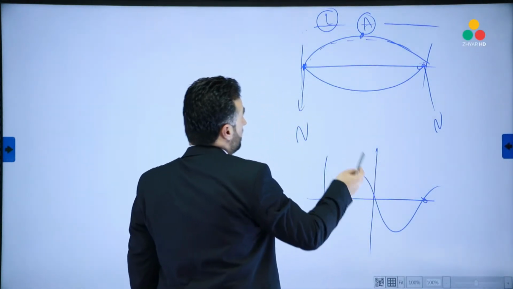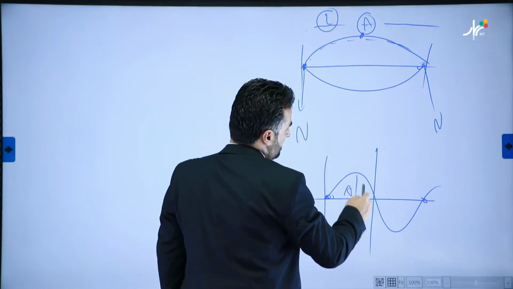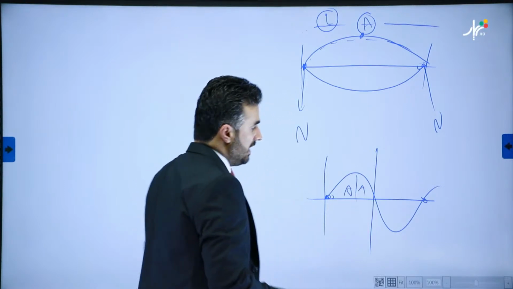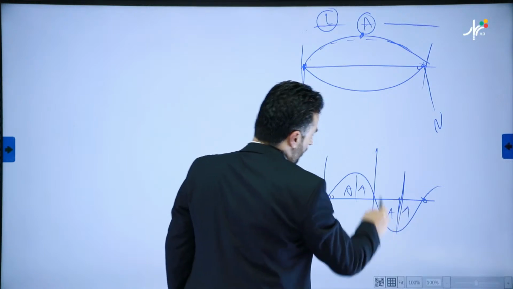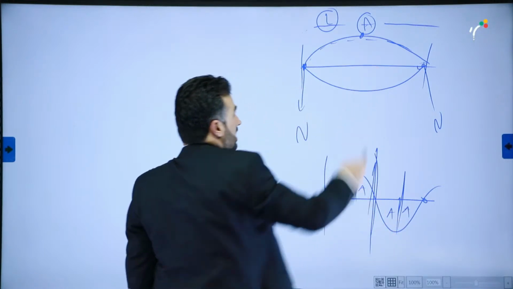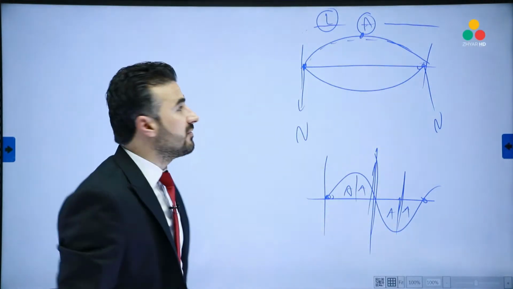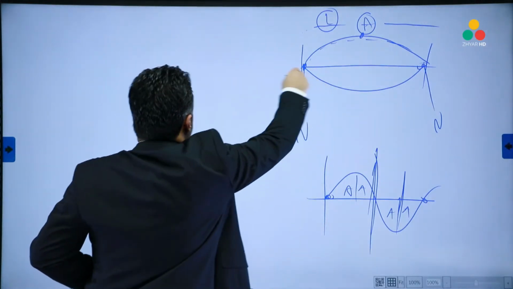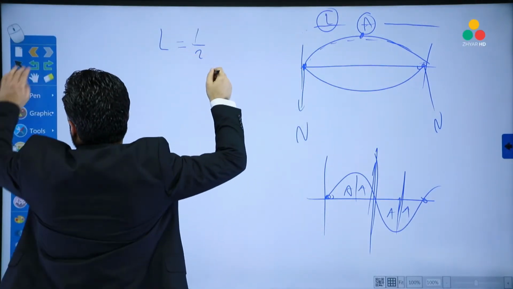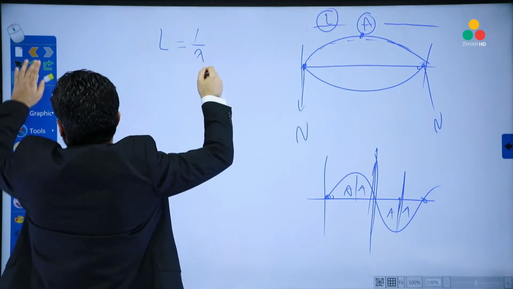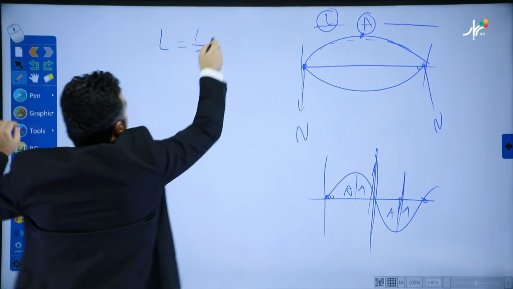Or if not, you can go ahead with the number of amplitudes. This is one amplitude, this is two amplitudes. We have a total of 4 amplitudes, so this is 3 and 4. So if we only take these two here, that is half what? Half a wavelength. So we can say the length of this string here equals only half a wavelength.